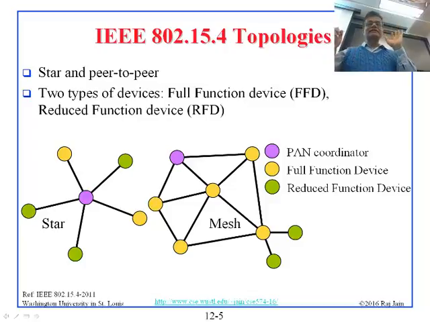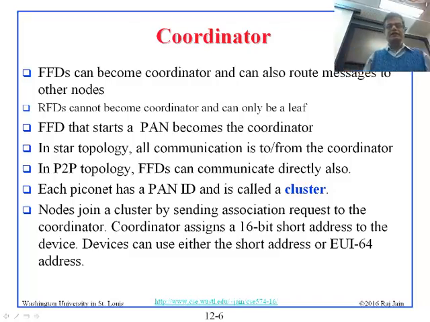Alright, so now you understand the difference between a star and the mesh, or the star and peer-to-peer, and you understand the difference between RFD and FFD, right? And you understand the difference between FFD and coordinator, okay? So, alright, so what does coordinator do? Any FFD can become a coordinator.